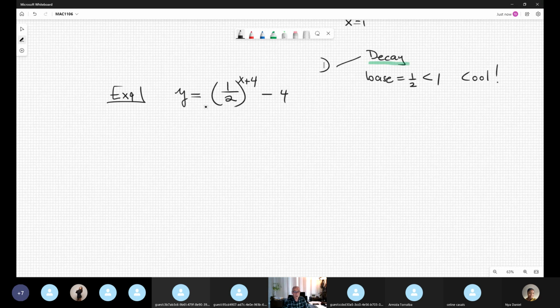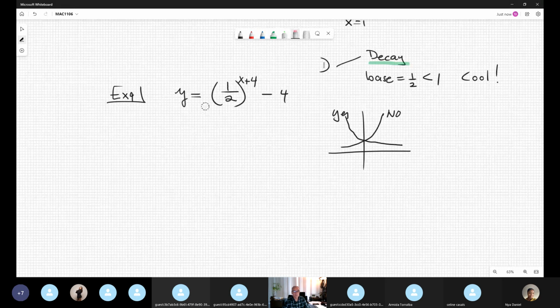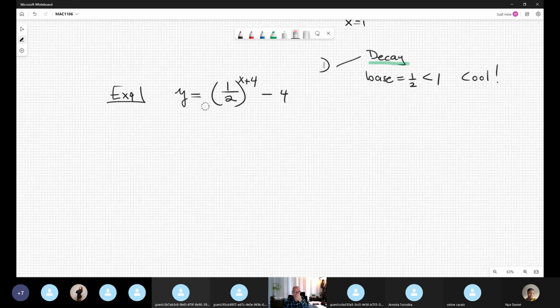Now, I know when you are finished doing that, this exponential looks like that, not like that, correct? Makes sense? However, we have another detail. We have transformation. What kind of transformation? Well, this x plus 4 indicates horizontal shift 4 units to the left. Now, minus 4 is vertical shift 4 units down. Very, very similar to this.